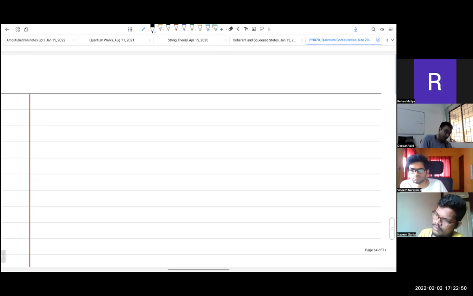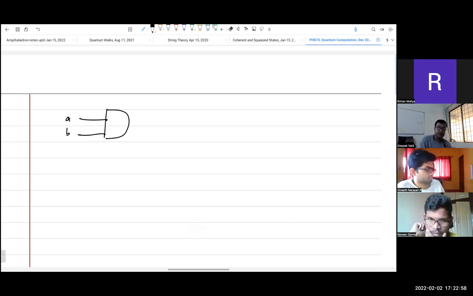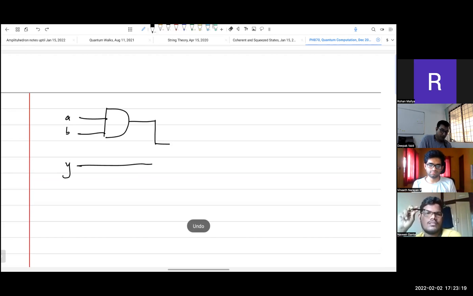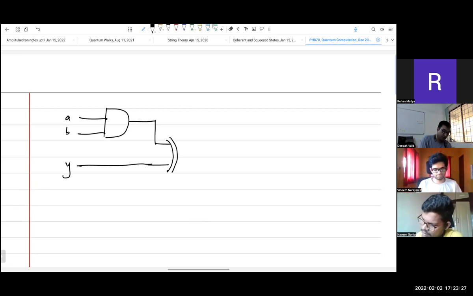So for instance, if you look again at this AND gate, now let me use variables A and B. So what I want is to make a reversible circuit. So I introduce an auxiliary degree of freedom. And then I take the output from my classical logic circuit and I XOR it. So this is the symbol for XOR.